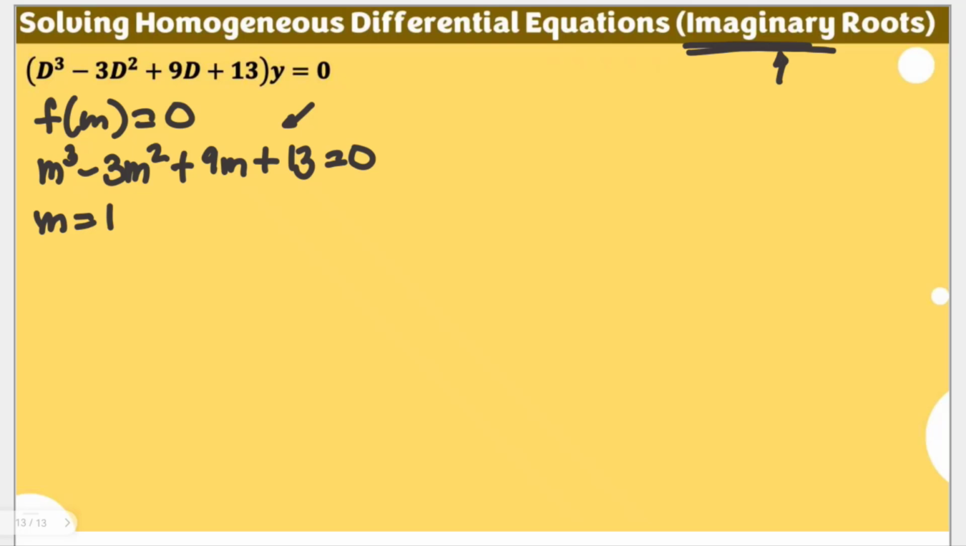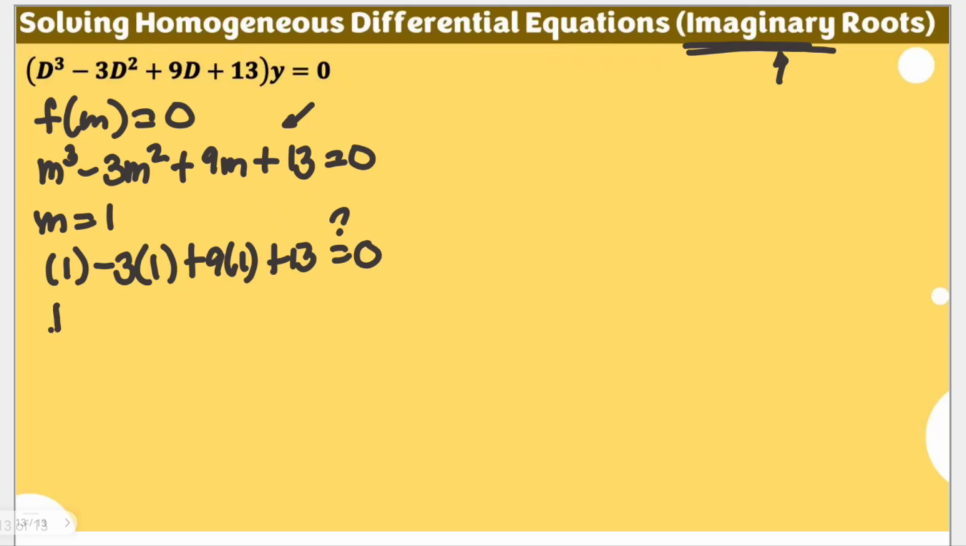But if we substitute that, the cube of 1 is 1, minus 3 times 1 squared is just 3, plus 9 times 1, plus 13. Let's see if it's equal to 0. You have 1 minus 3 plus 9 plus 13. Obviously, it's not equal to 0. Hence, 1 is not a root. Let's proceed to the next number.